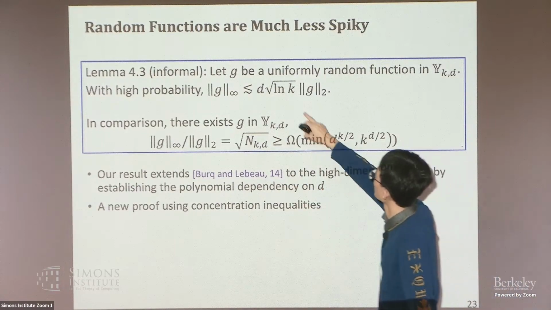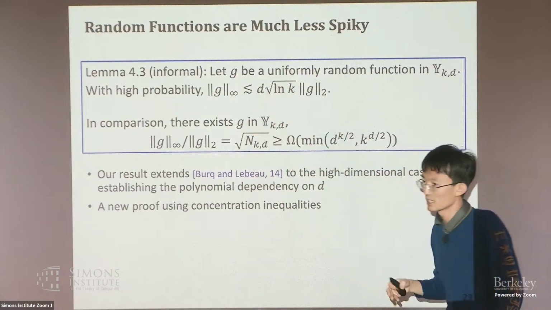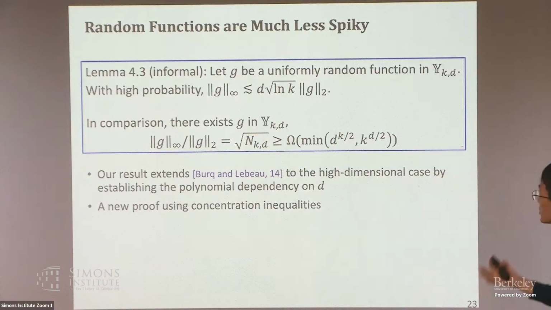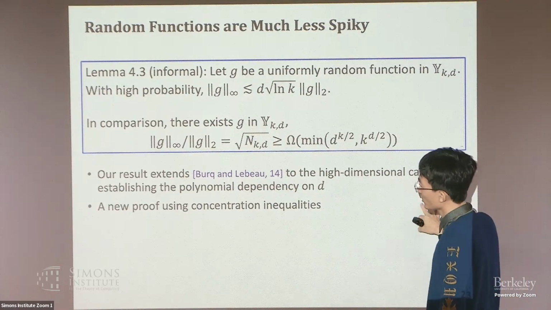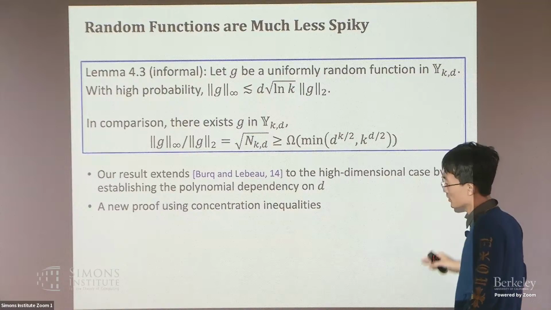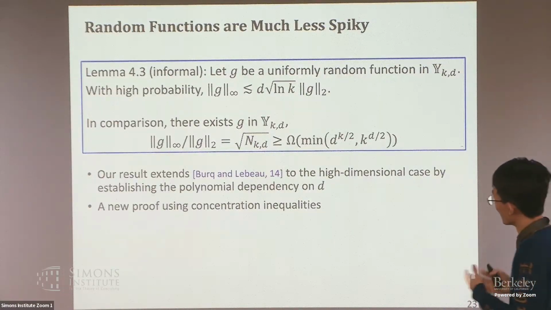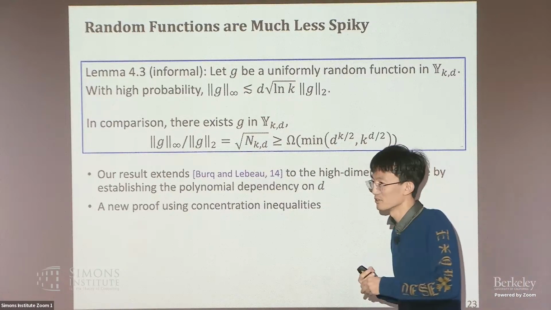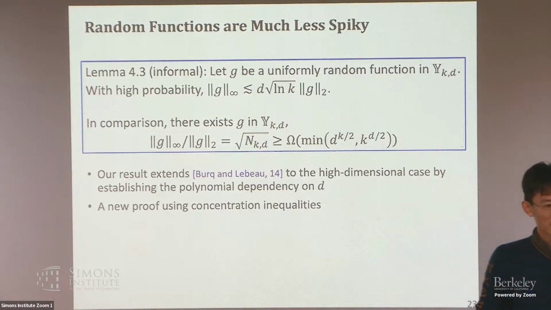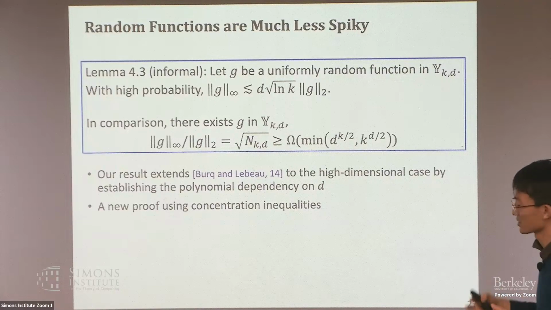Basically they didn't prove the constant here for the dependency on d and k. They just assumed d and k are constant, and we identify the exact dependencies. One of the nice things about it is that we use a new proof, which is much simpler, like a half-page proof, compared to the original, like a 15-page proof. It's just some simple calculation using concentration inequalities.